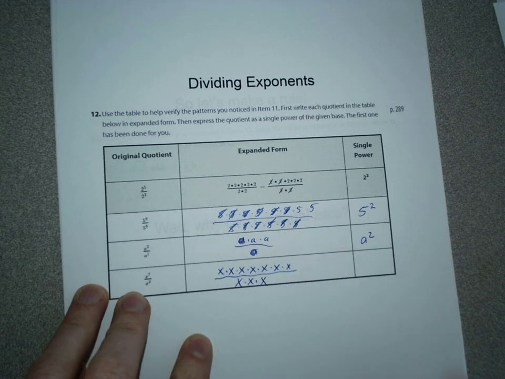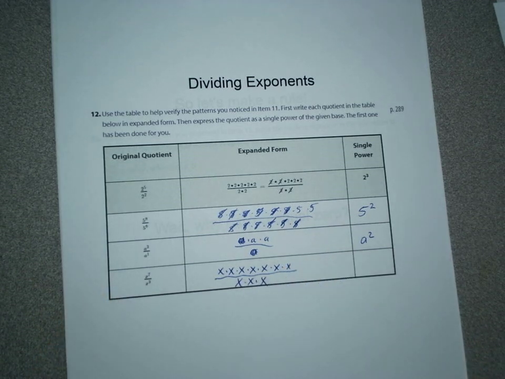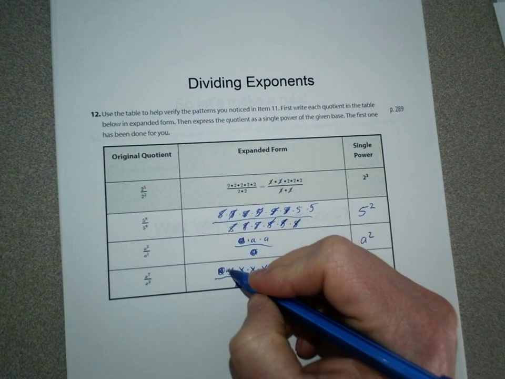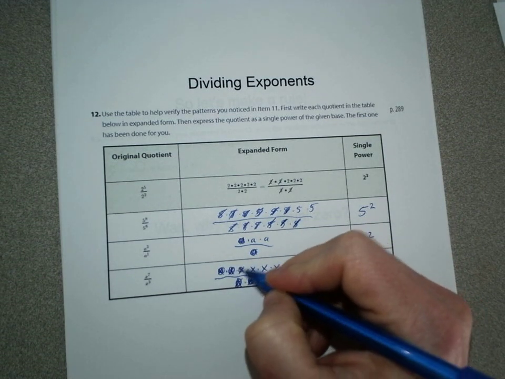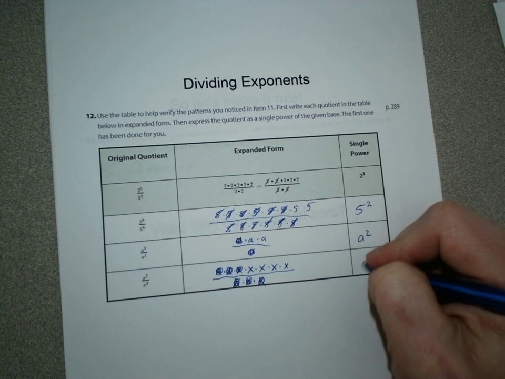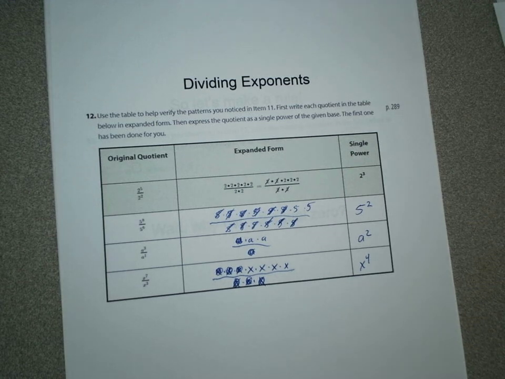And again, if it's on the bottom and the top, they can eliminate each other. So this x kills this x, this one kills this one, and this one kills this one. And we just have to count how many we have. We have 1, 2, 3, 4 left over.